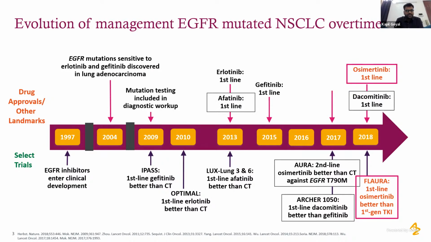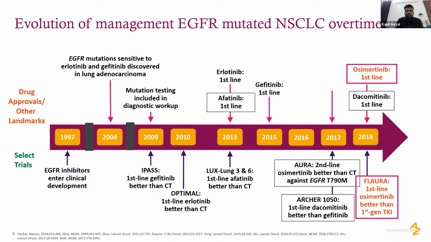In 1997, that was the first time when the EGFR inhibitors were tested, and they were found to be effective compared to the platinum-based doublet agent, and they entered clinical development. 2004 was the time when the EGFR mutation sensitive to erlotinib and gefitinib was discovered in lung adenocarcinoma. In 2009, mutation testing was included in the diagnostic workup after the IPASS trial, which showed that first-line gefitinib was better than chemotherapy.